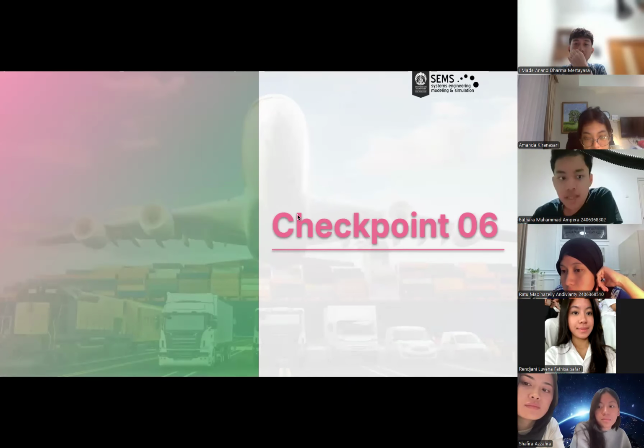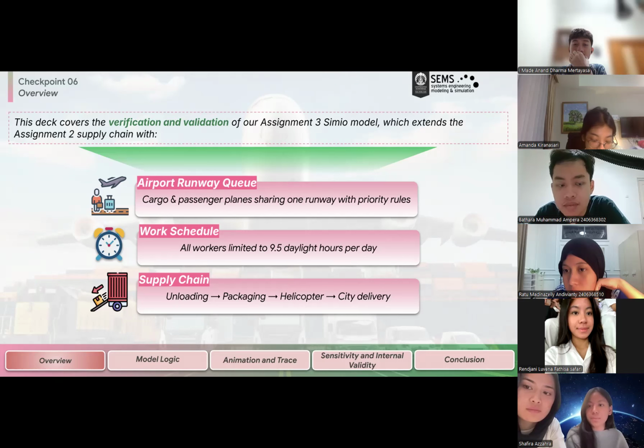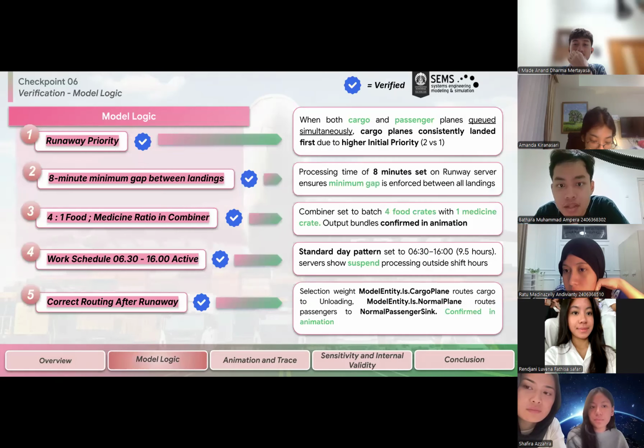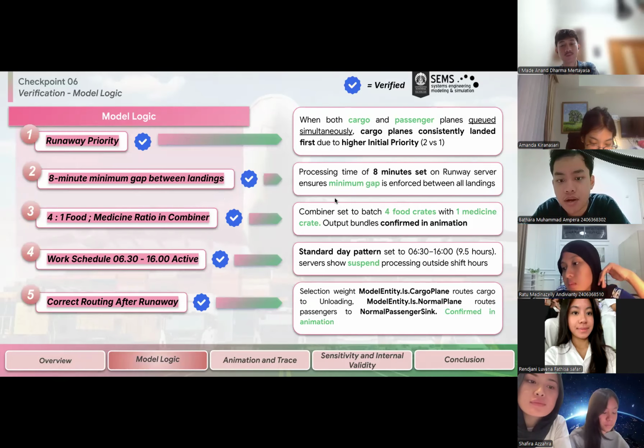Moving to checkpoint 6. There are the airport runway queue, work schedule, and supply chain. Here there are 5 model logics that we have verified: runway priority, a 5-minute minimum gap between landings, the 4:1 food to medicine ratio in the combiner, work schedule, and correct routing after the runway.